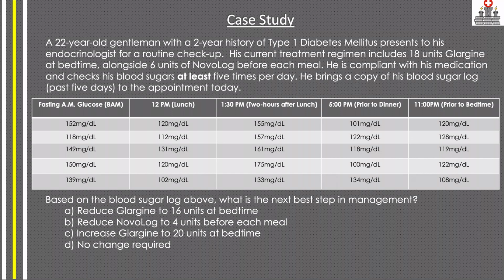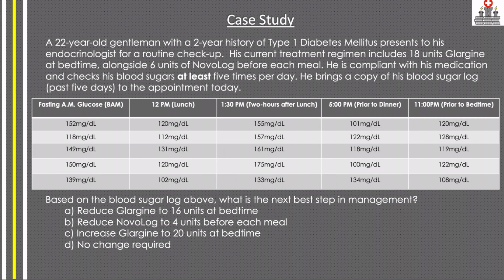We look at lunchtime, which is more than 2 hours after the pre-breakfast dose. Again, none of these seem to be too concerning. The ADA, of course, recommends that a postprandial level would be less than 180. I would have no problem with any of these numbers in the second column. We go to the third column, again, just under 2 hours after lunch, actually, it's 1:30 p.m. We see that the levels are all consistently below 180.